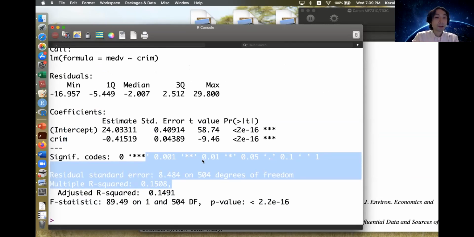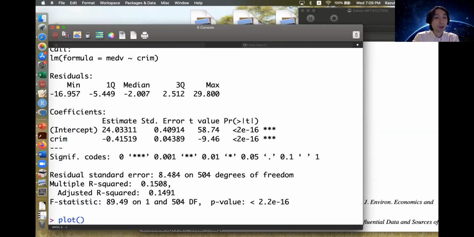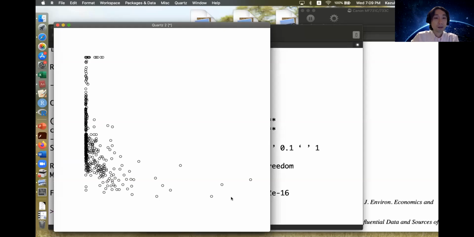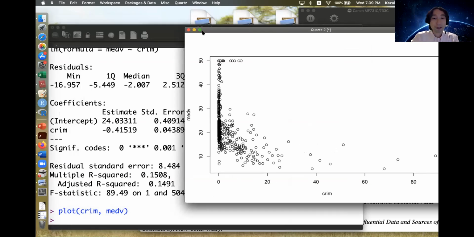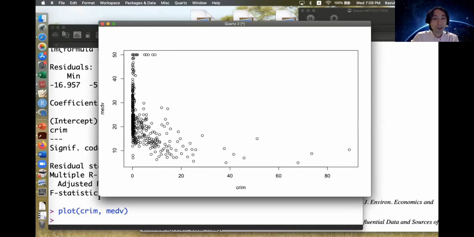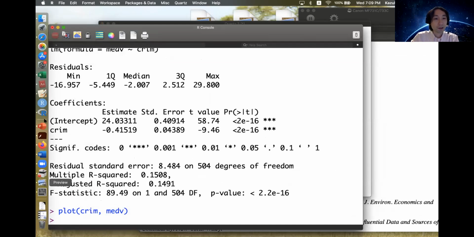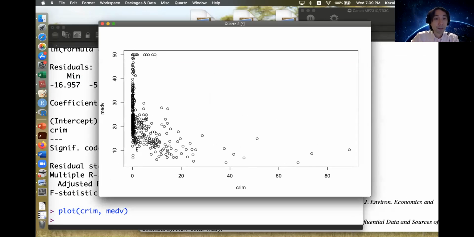Then also we want to see the confidence interval. For example, you can make a plot of the crime rate and median home value. So this is the scatter plot. Probably linear regression is not optimal because so many observations are concentrated around zero here. So maybe the log of crime rate or something is more appropriate. But anyway, we have some negative relationship between these two variables.